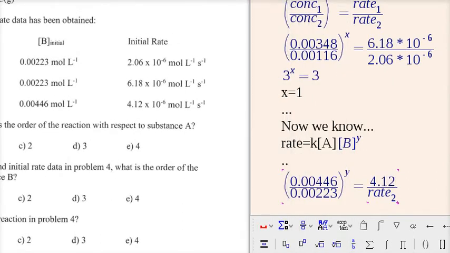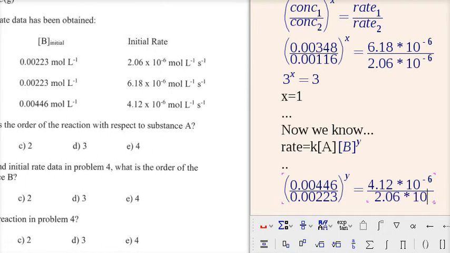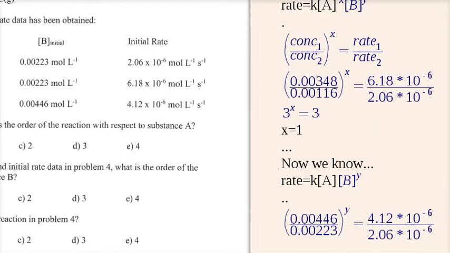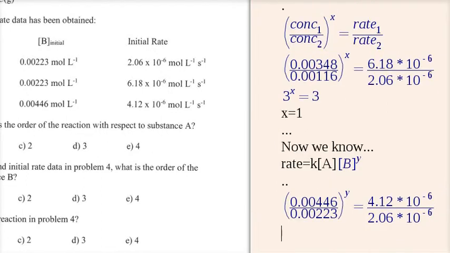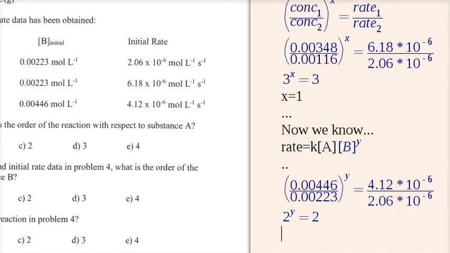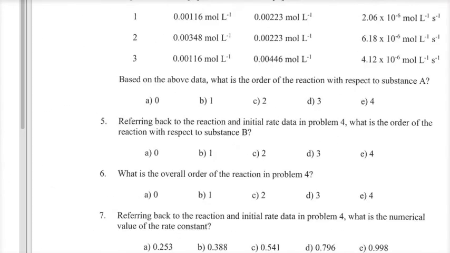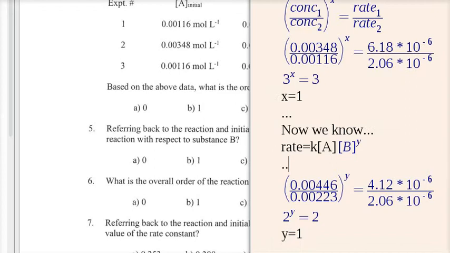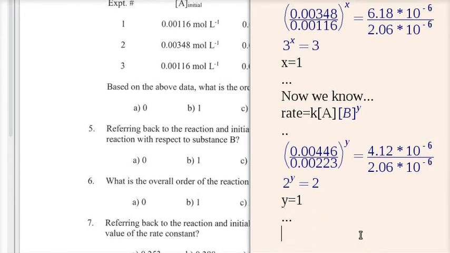1, 2, 6, 0, 6, 2. They're also in 1. Yay! So we have 1 and 1, and so we know our rate law except for k. So that's all that's left to do is find k. Rate equals k A B.